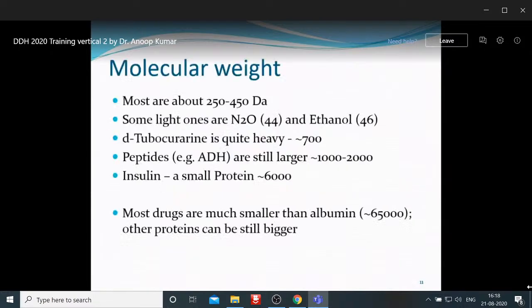So molecular weight is very important when we are designing a molecule. We have to look at its molecular weight. If the molecular weight is much bigger, then we have to think about by which process this molecule will cross the cell membranes of the GIT or the systems where it is going to act, right?